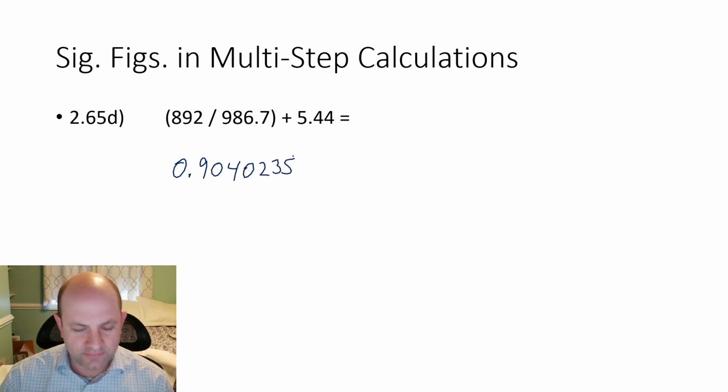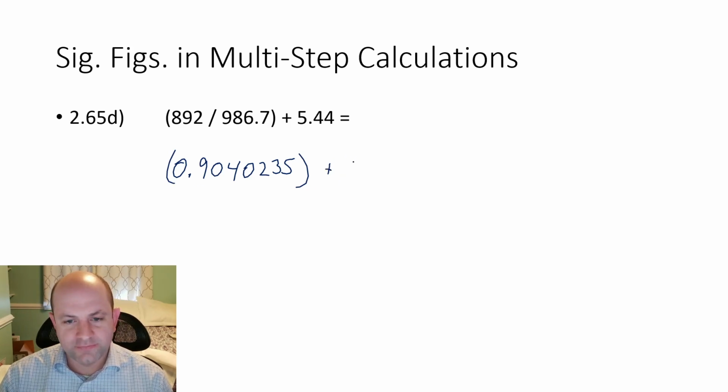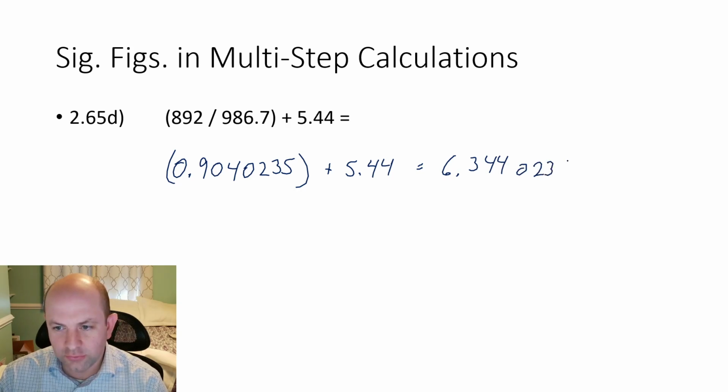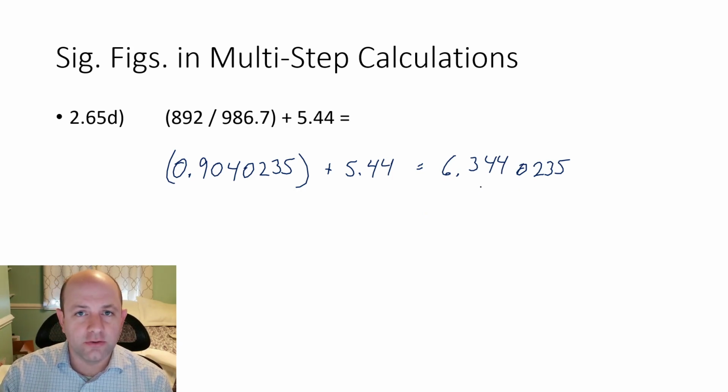I'm going to end it there at the 5. Clearly, this is more than what we should have. But I'm just going to keep that in. And then plus 5.44 still. And then I'm going to say, okay, well, let me add this together. Let me just go ahead and add 5.44. Do my problem completely like normal. And if I do that, the answer I get is 6.344. I'll just keep the 0235, same as over here. And so this is what I will call the calculator answer. But it's not our sig fig answer. We've got to figure out where this should stop. And so we've got to apply our rules one at a time.